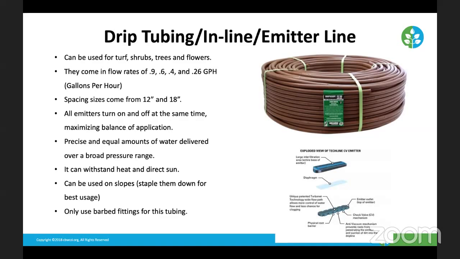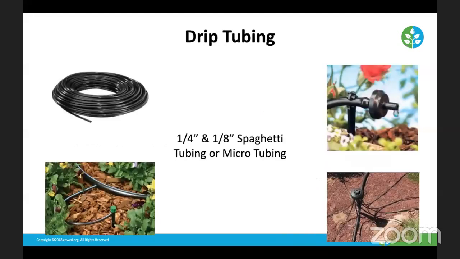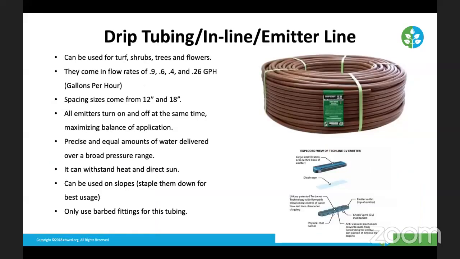Awesome. The brown tubing, inline tubing, emitter line, drip tubing. There's many names for this tubing, but it can be used for turf, shrubs, trees, and flowers. I personally like to use this specifically for shrubs and trees. Super efficient. They come in different flow rates. They come in 0.9, 0.6, 0.4, and 0.26 gallons per hour. They usually come in 12 to 18 inch spacing.